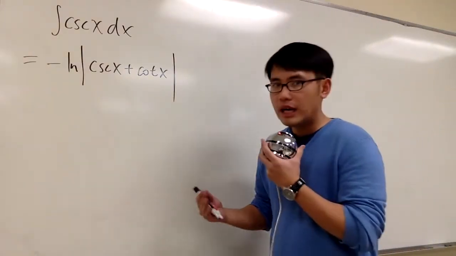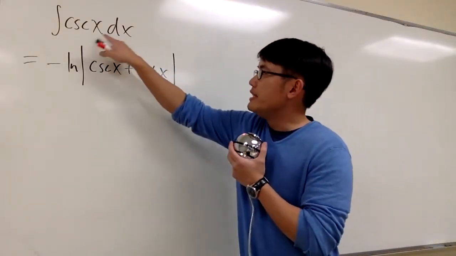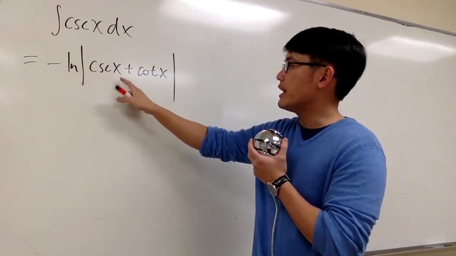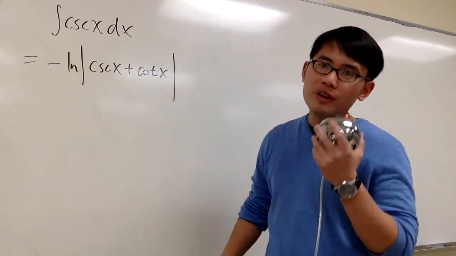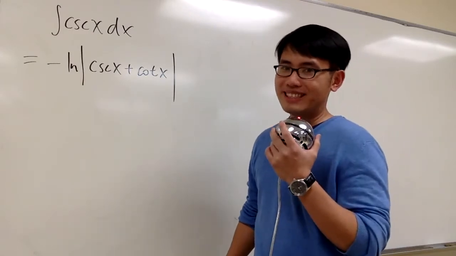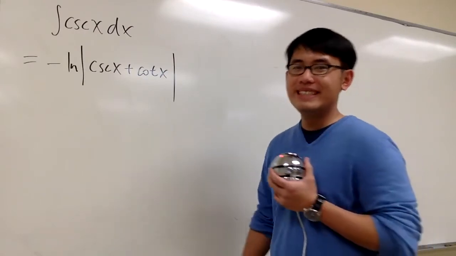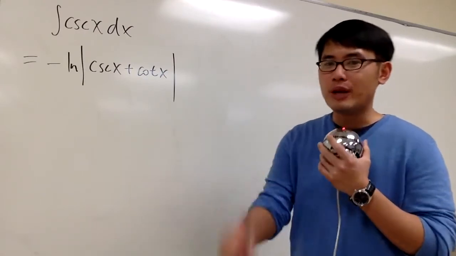In the previous video, I've shown you that the integral of cosecant x dx is the same as negative ln of absolute value cosecant x plus cotangent x. However, the answer in the back is what? The negative happens to be in the middle. In fact, they are the same. Let me show you how.